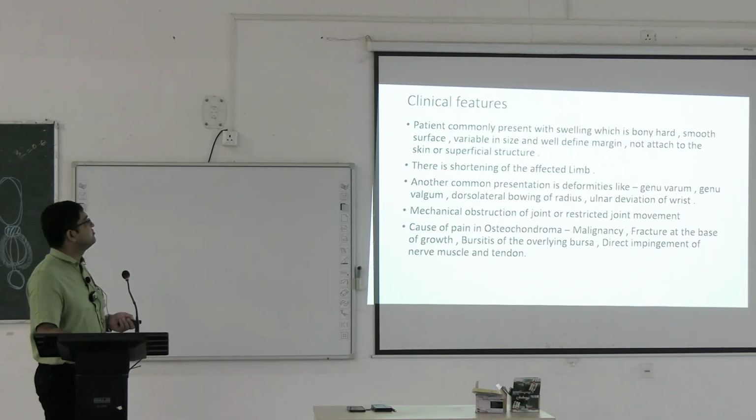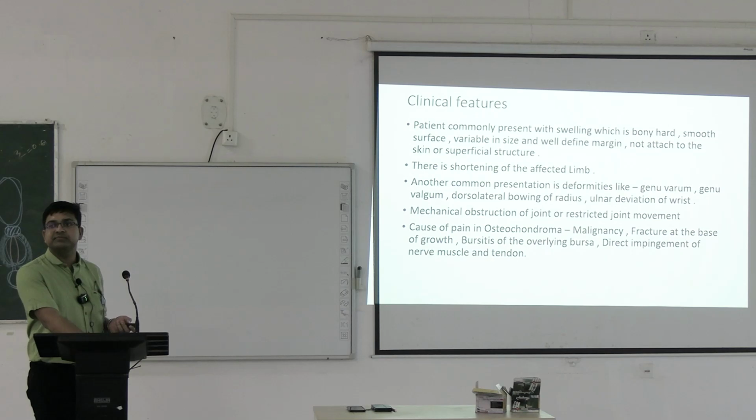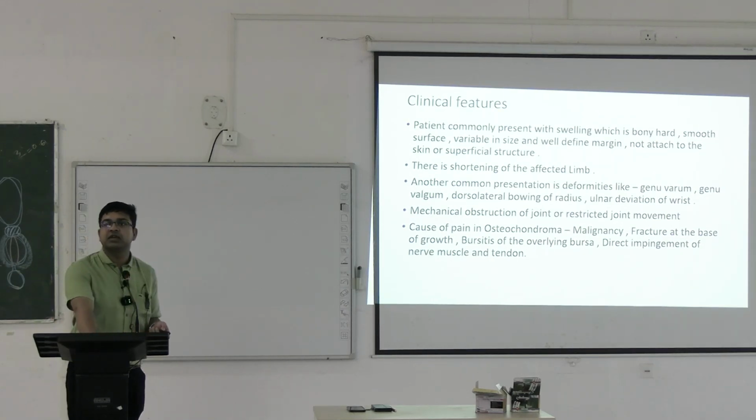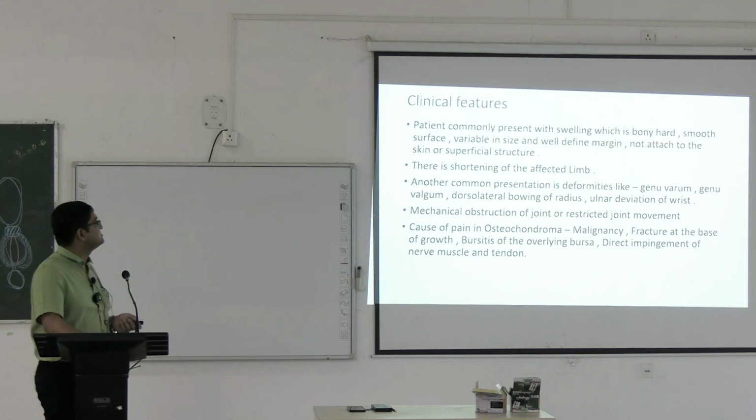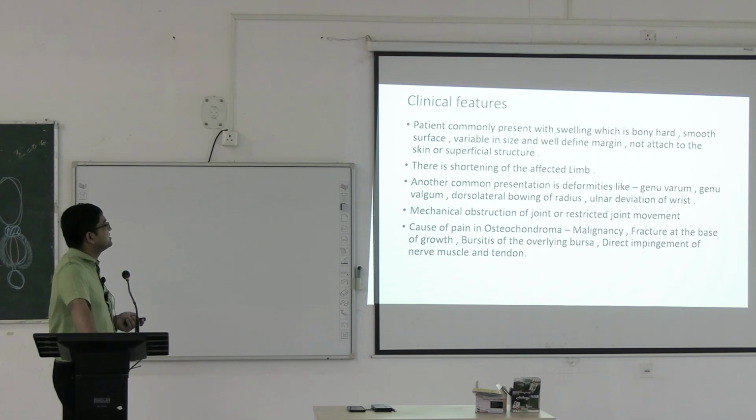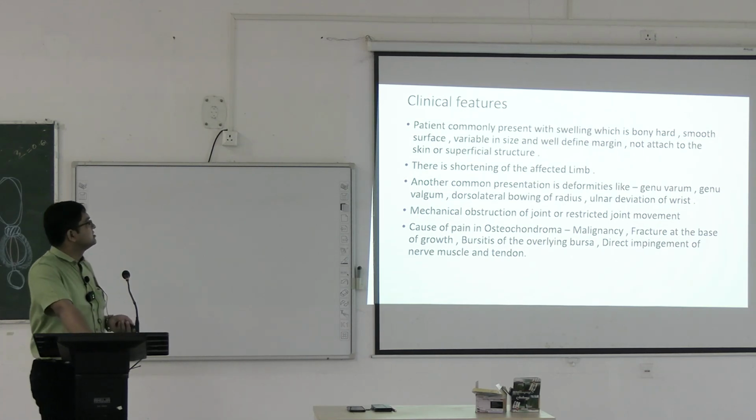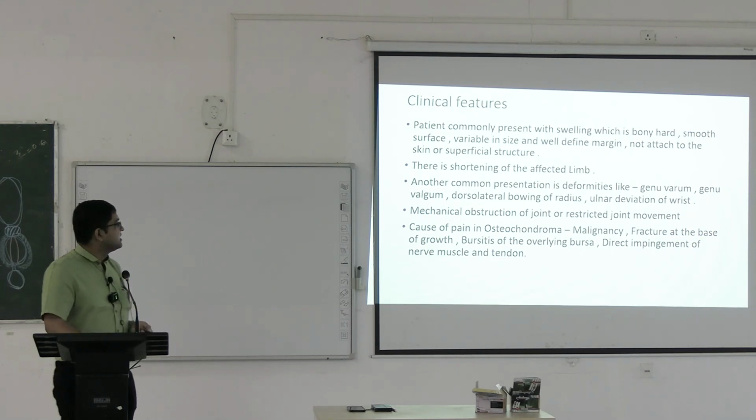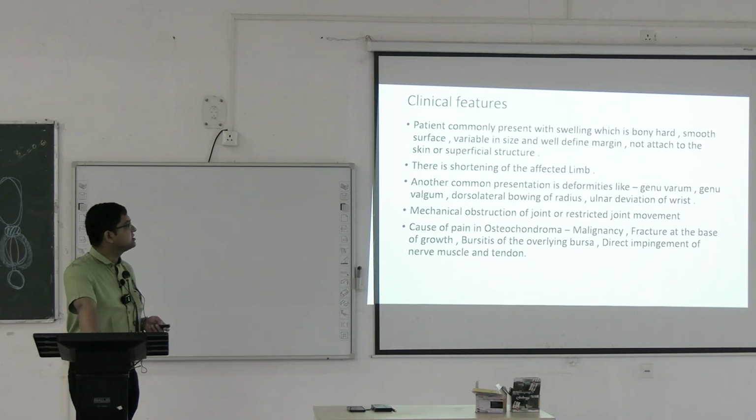It may lead to genu varum. What do you mean by genu varum? Genu means knee, varum means inward deviation. Okay, genu varum, genu valgum, dorsolateral bowing of the radius, ulnar deviation of the wrist. Genu varum, genu valgum, just remembering this much will be enough. Next is the mechanical obstruction of the joint or restricted joint movement.